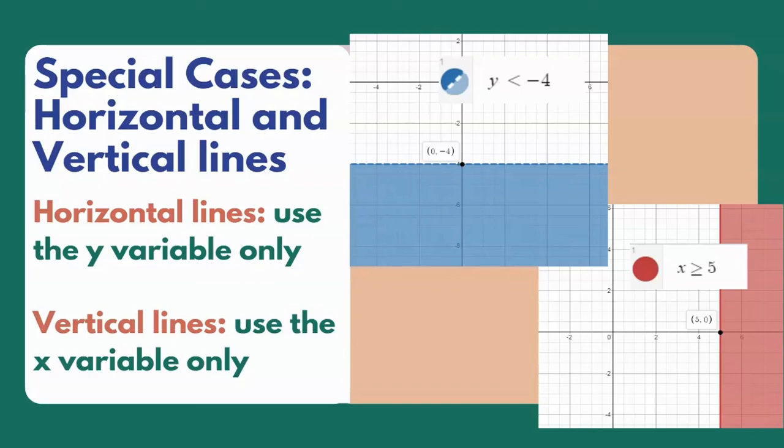And a vertical line means that we only use the variable x. So in this example we have here, we have x is greater than or equal to 5. And we have a vertical line that is solid because we have a line underneath our inequality symbol. And we're shading this time everything to the right because to the right, all of my x values are getting greater.